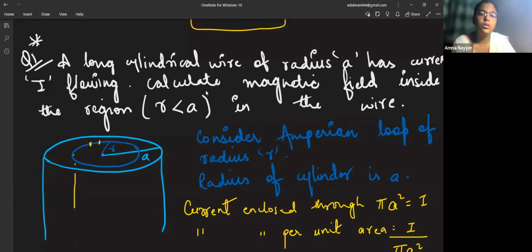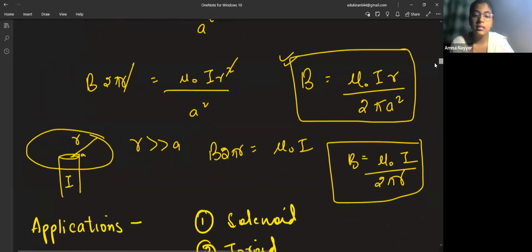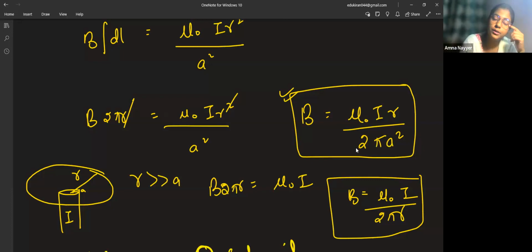All right. So this question we did, where I had told you both the parts: the magnetic field inside a wire of radius A and outside a wire of radius A, where the Ampere circuital loop's radius was r. So see, this was the formula inside we were getting. B is equal to mu naught I into small r divided by 2 pi A square. And for outside, we had the formula B is equal to mu naught I divided by 2 pi small r.